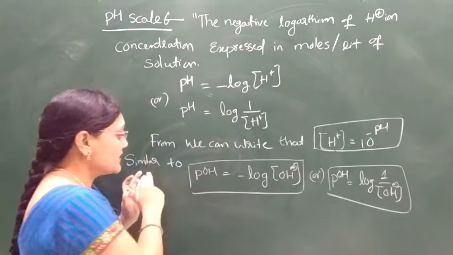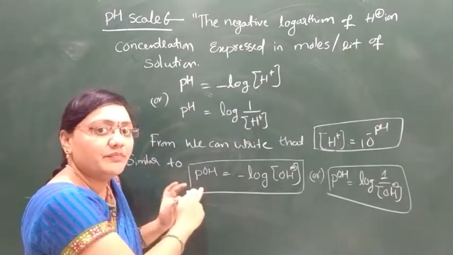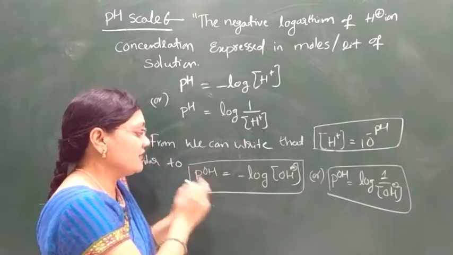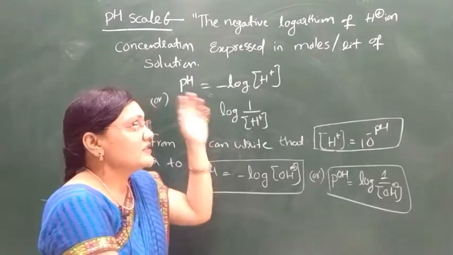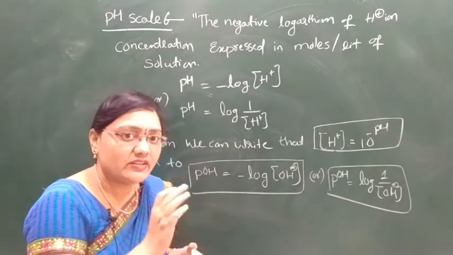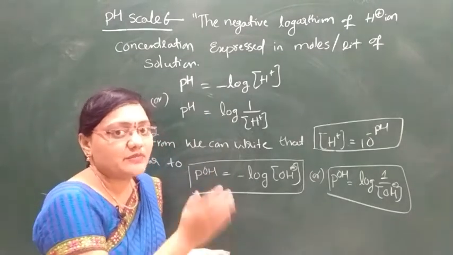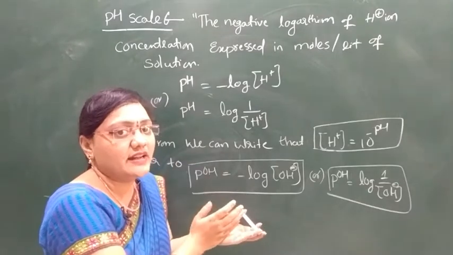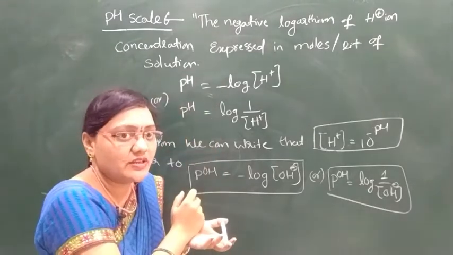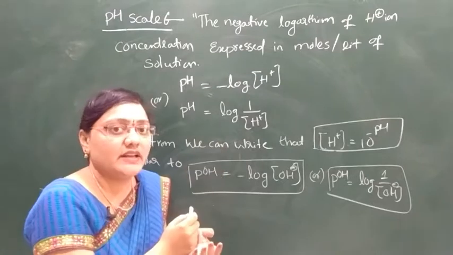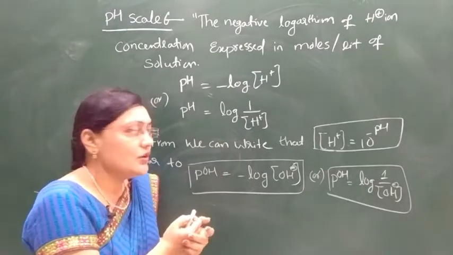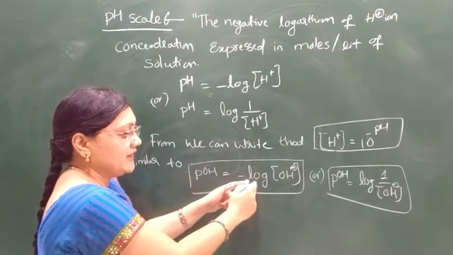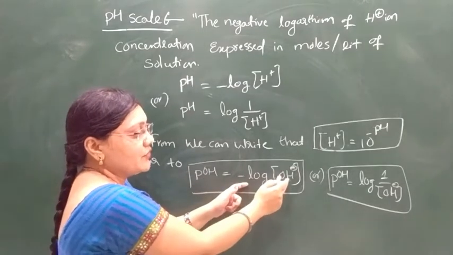And the next one is similar, the pOH. The pOH definition is: pOH is the negative logarithm of the hydroxyl ion concentration of the solution expressed in moles per liter. The formula is pOH equals minus log concentration of OH minus.